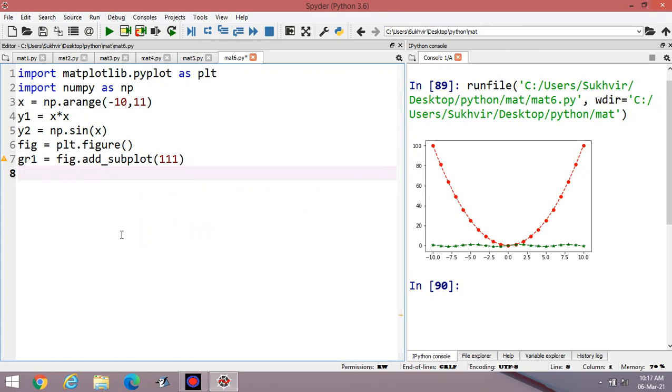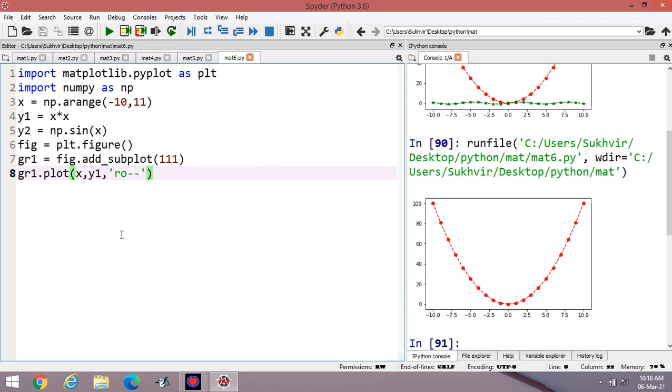What is the meaning of 111? It means I am covering just one block, first row, first column, and only the first position. Then gr1.plot x comma y1. The first color is red followed by circles. This one is the first graph.